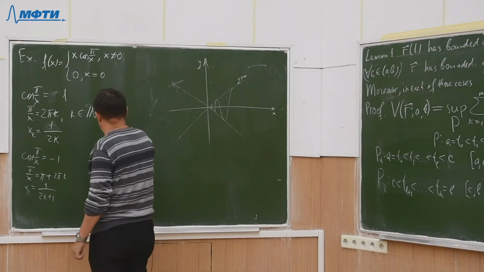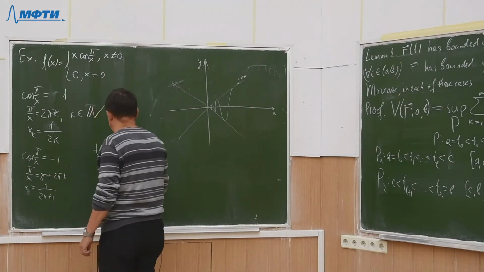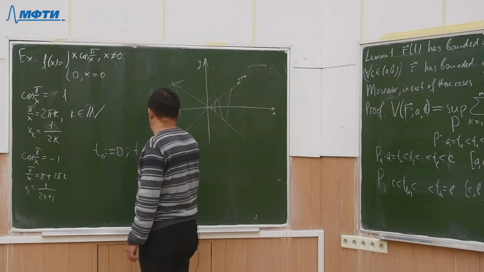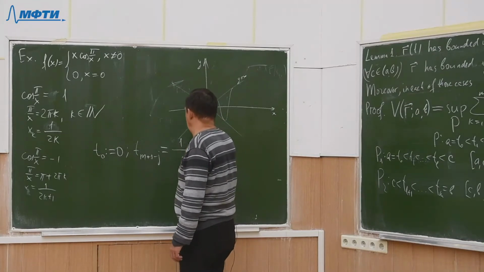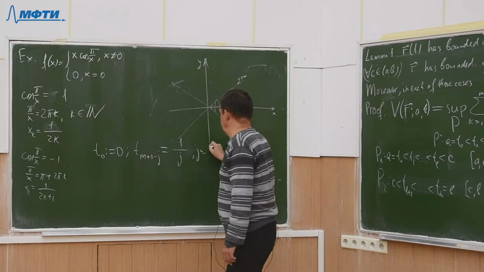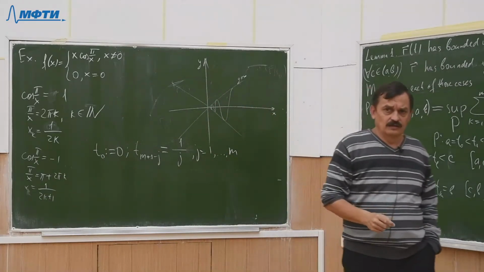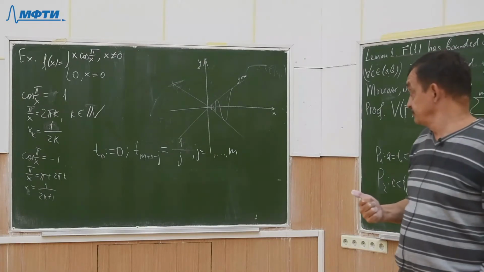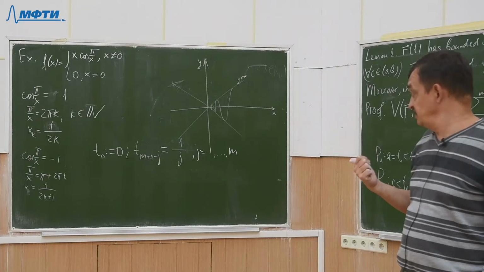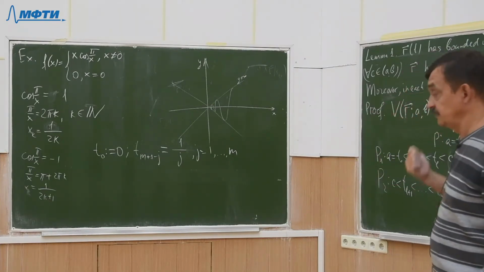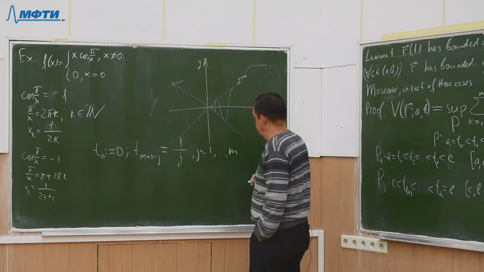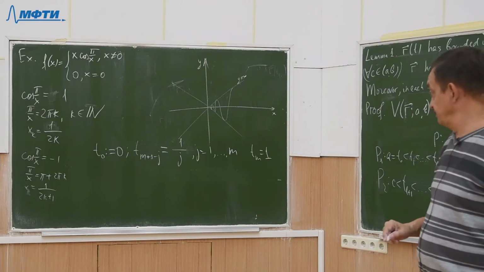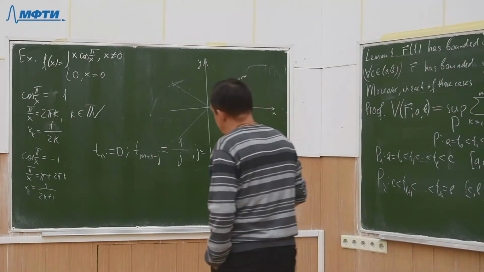So now let me denote the partition like that. So t naught is 0 and t_{m+1-j} equals 1 over j for j from 1 up to m. So the smallest should be with the highest index, right? If j equals 1, then we have t_m, the very last, t_m equals 1, right? That is a partition of [0, 1].